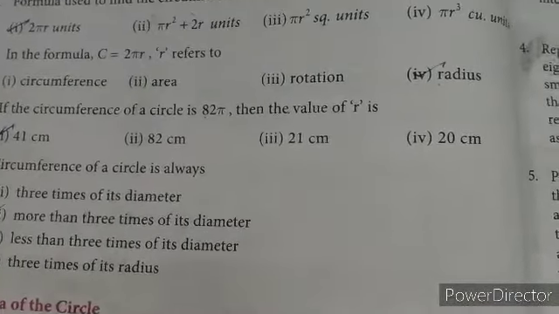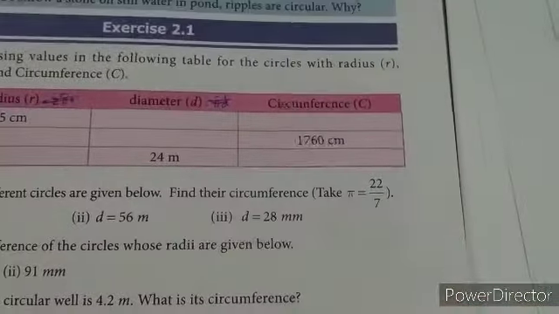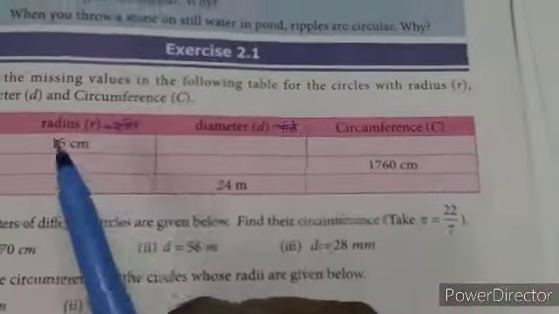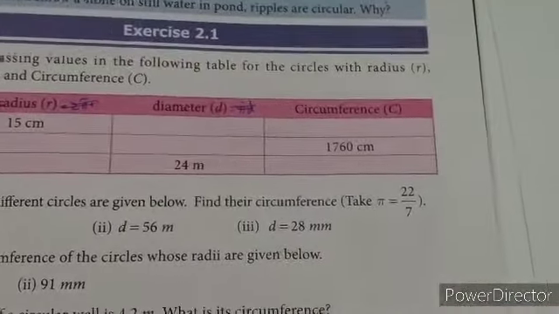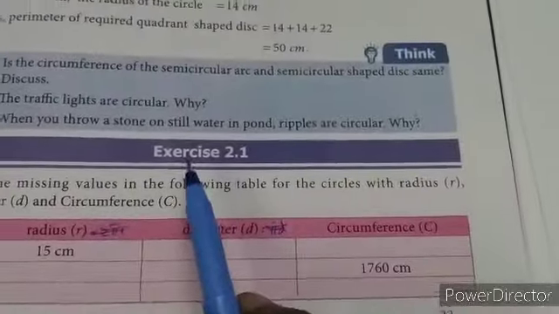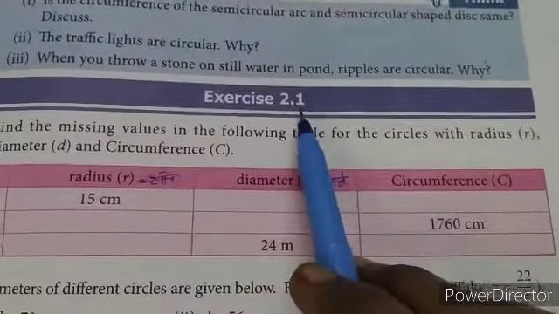Question number 12. The circumference of a circle is always more than 3 times its diameter. By using the formula to find the circumference, when the radius is given and when the diameter is given, you can work out exercise 2.1.